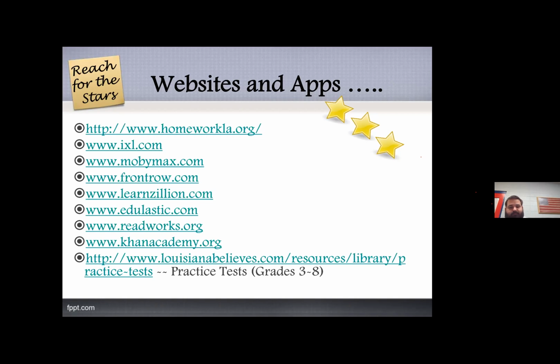If they need a login, they have the login in their folders. Please access these resources for test prep if necessary. We're not telling you that you have to, but these are resources that are amazing, that the kids are familiar with, and it just helps to build their confidence going into the next few weeks.